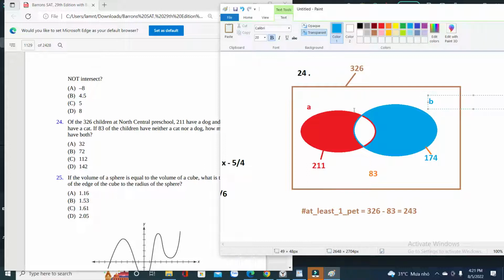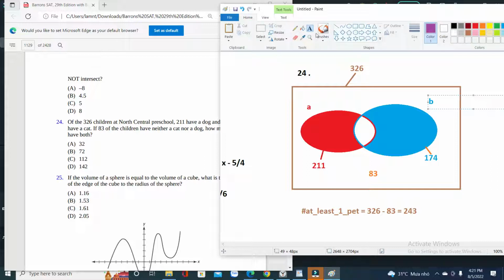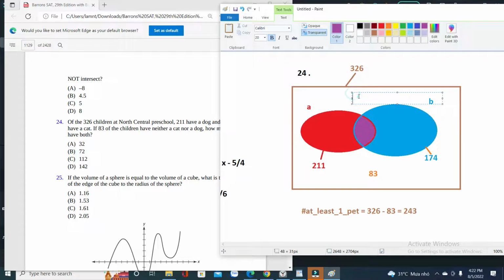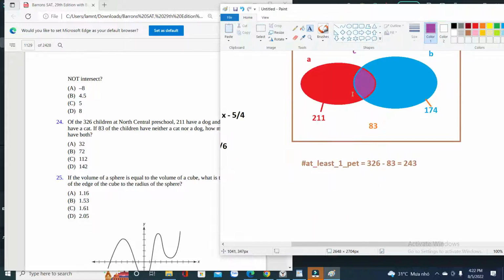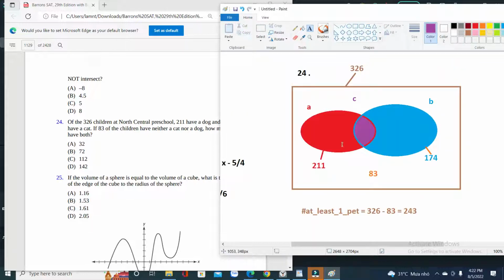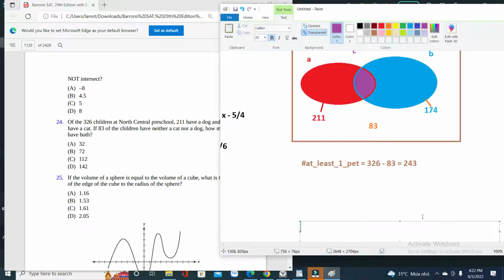In between, the students who have both cat and dogs, we're going to denote it by the purple color. So that should be C. There you can see the sum of A and C, which is the number of people who only have dog, and the number of students who have both dog and cat, is the total number of students who have dog. So therefore we have A plus C is 221, right?